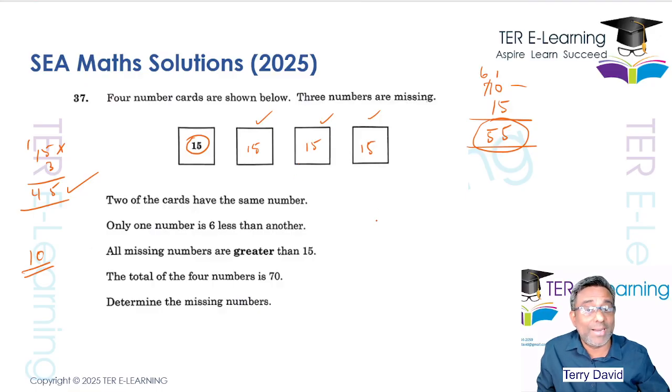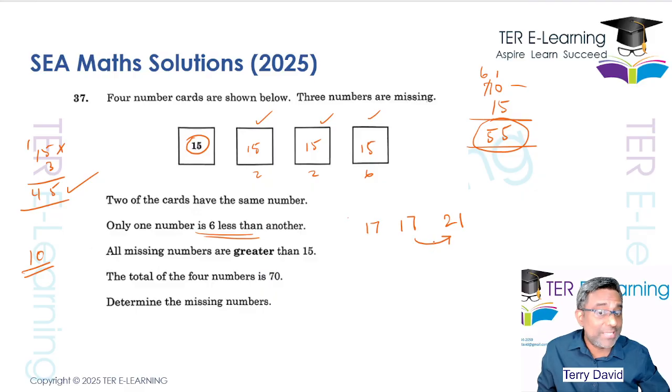We can do it by trial and error. Two of the numbers we know are the same, so let's say we add 2 to this, we add 2 to this, and let's say we add 6 to this. Just to see, we would end up with 17, 17, and 21. Now the question also told us that only one number is 6 less than the other. If you check this, the difference between 21 and 17 is actually 6.